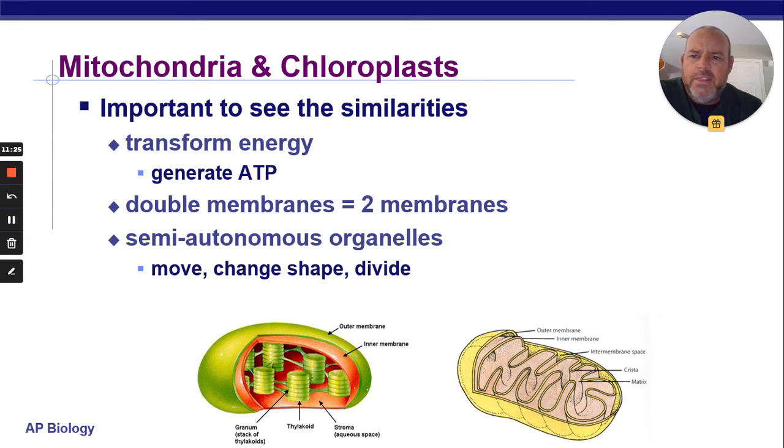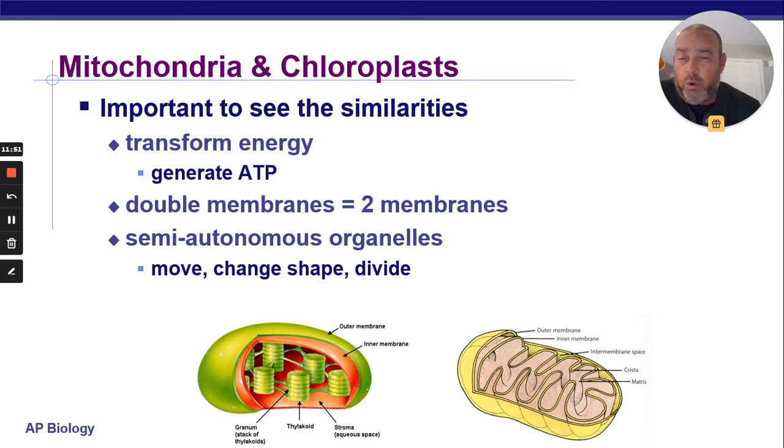So they both transform energy, they both generate ATP, they both have two membranes. They are both semi-autonomous organelles. And if you have autonomy, what do you have? Well, you're kind of your own boss. Some of your parents, if you ask them, do you have autonomy in your job? That means, do they get to make decisions?